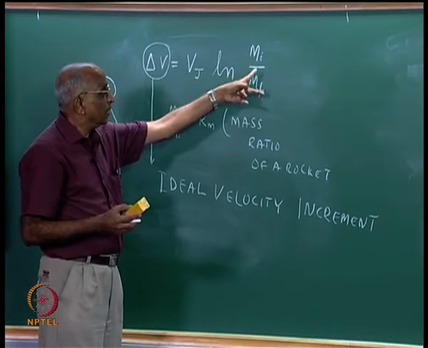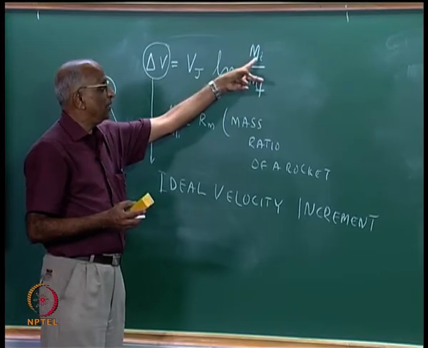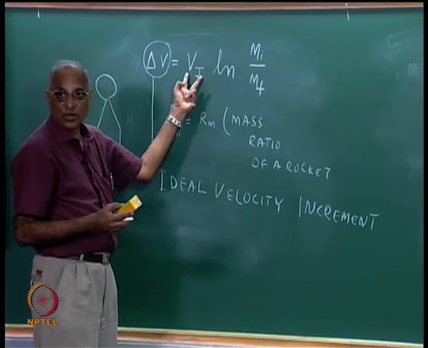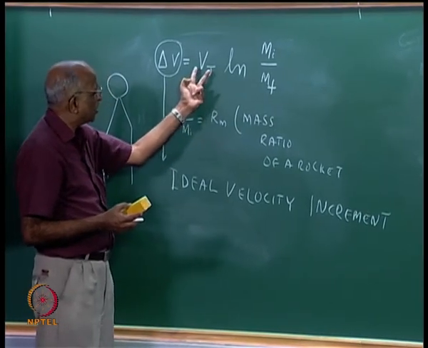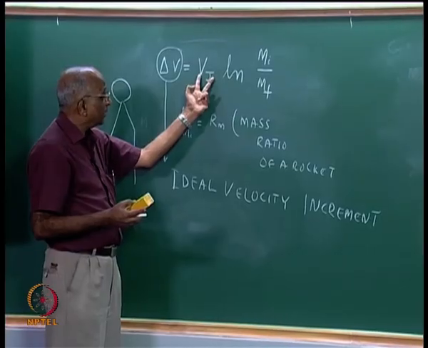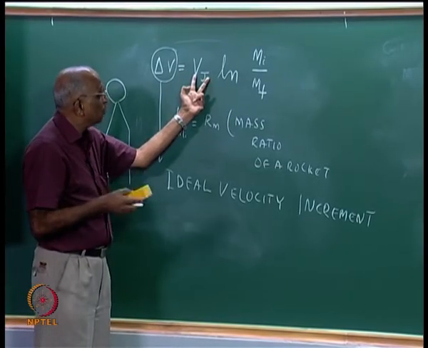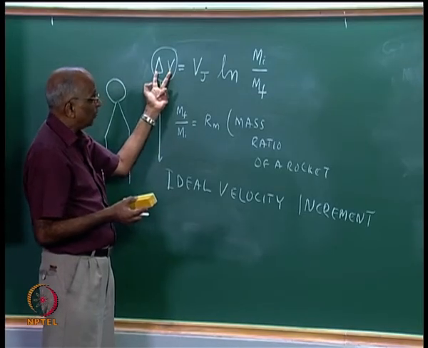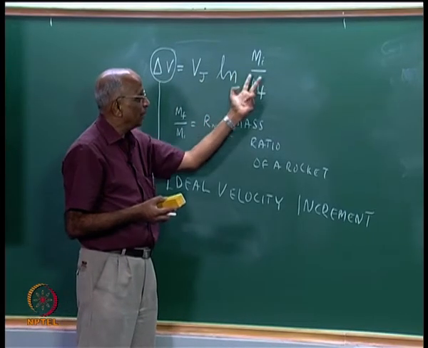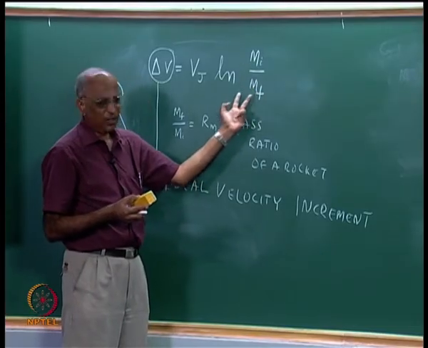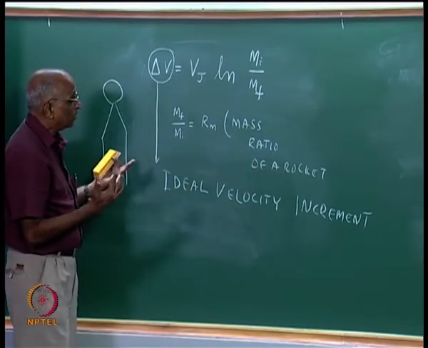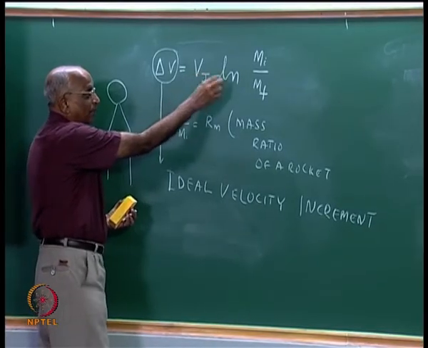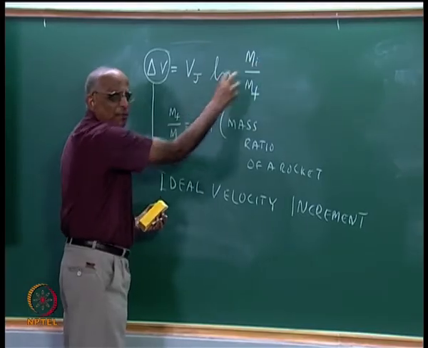That means the difference between the initial and final must be large, and also the Vj must be a large value. That means the jet velocity becomes a controlling parameter, and the higher this jet velocity, you can have a higher delta V what you require in missions, and in addition you need a large difference in this. Therefore, the figure of merit of a rocket, if somebody were to ask us, we must say, well, one is the jet velocity, the other is something related to the masses.